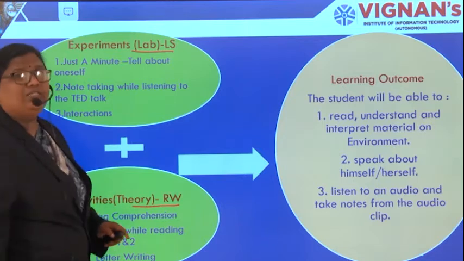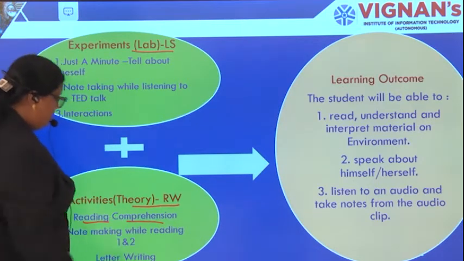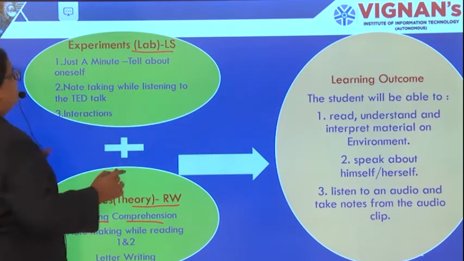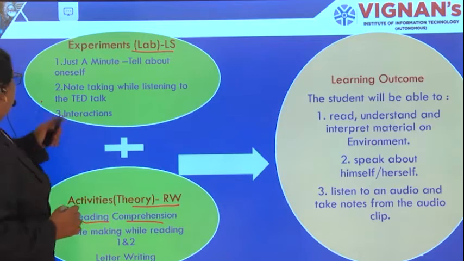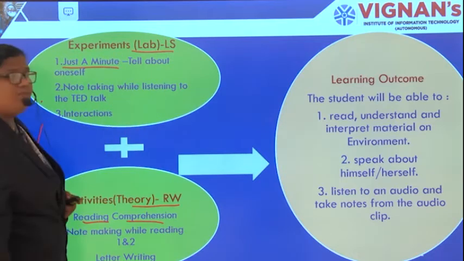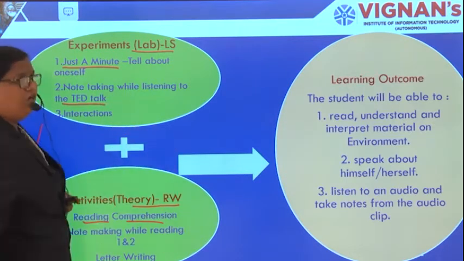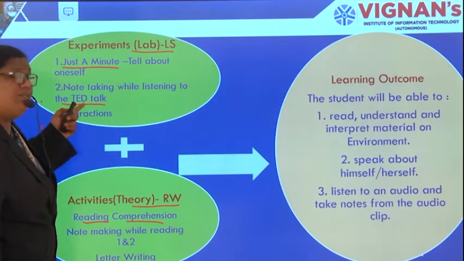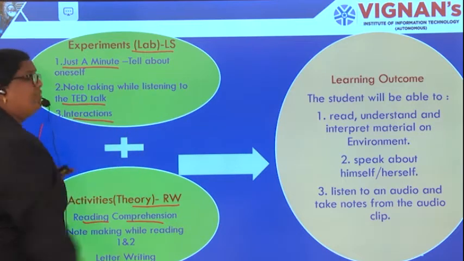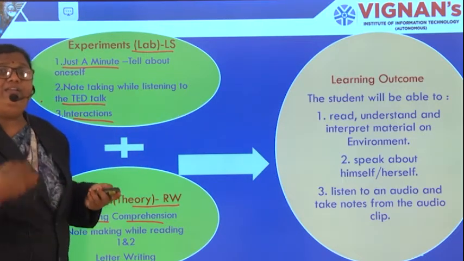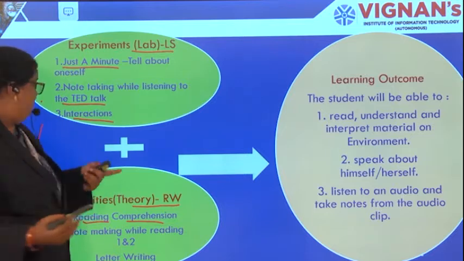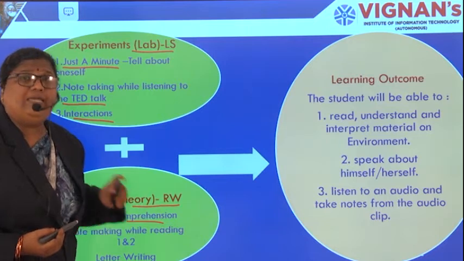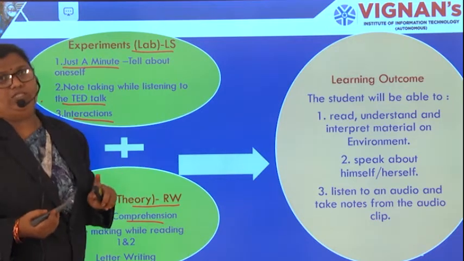So in all the units, reading comprehension is quite common. And then here in experiments, you have to speak for 1 minute, like just a minute. And you need to listen to a TED talk and take notes. So the first experiment is just a minute, the second one is note taking, and the third one is interactions. You need to interact with others, and you have to enact a role play. And here in activities, one is reading comprehension and the other one is note making. You have to make notes.